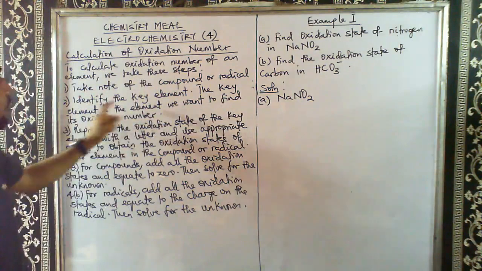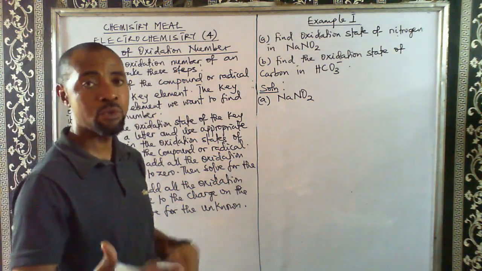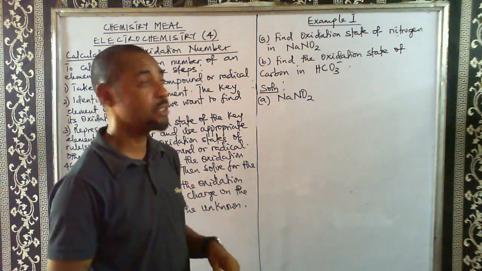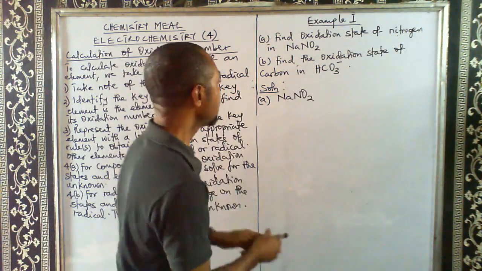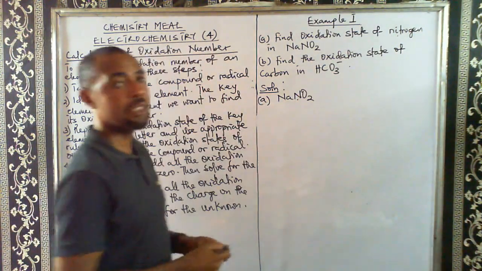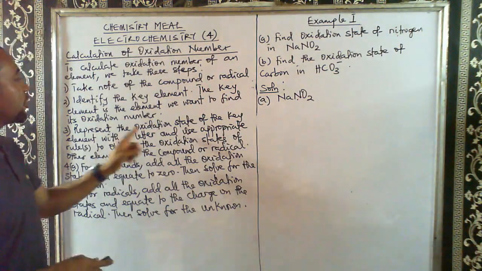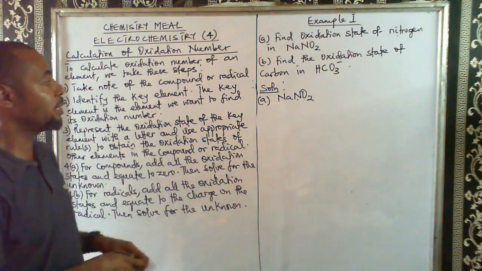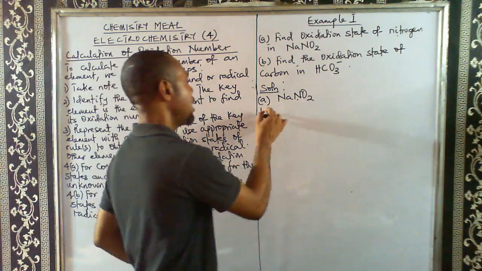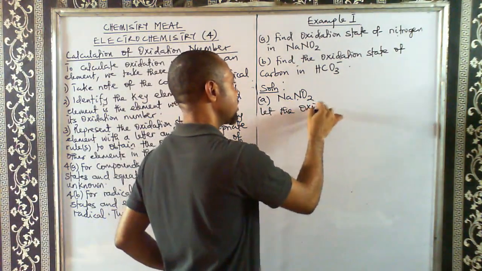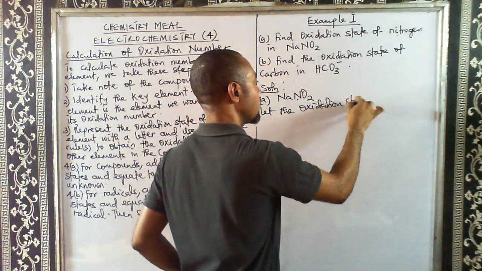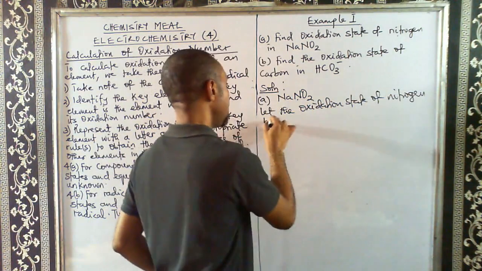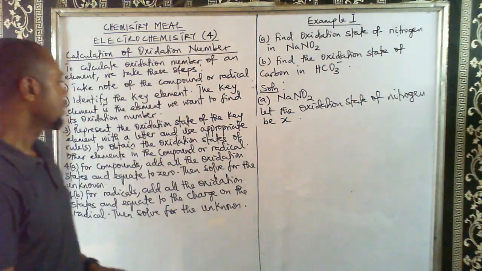So the next one, identify the key element. The key element is the element we want to find its oxidation number. In this question, which element are we trying to find its oxidation number? That's nitrogen. So the key element here is nitrogen. Next, represent the oxidation state of the key element with a letter. So I can say, let the oxidation state of nitrogen be X. Okay?